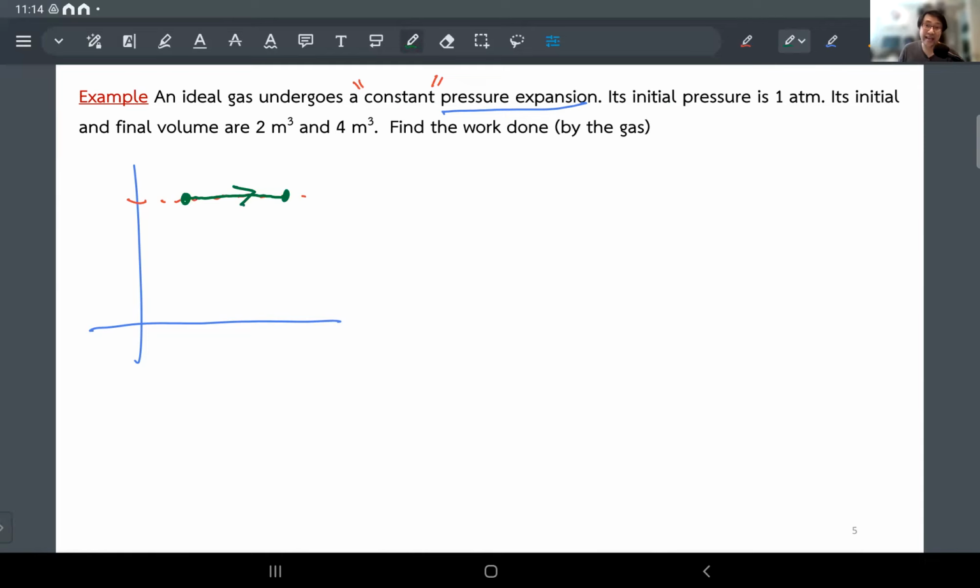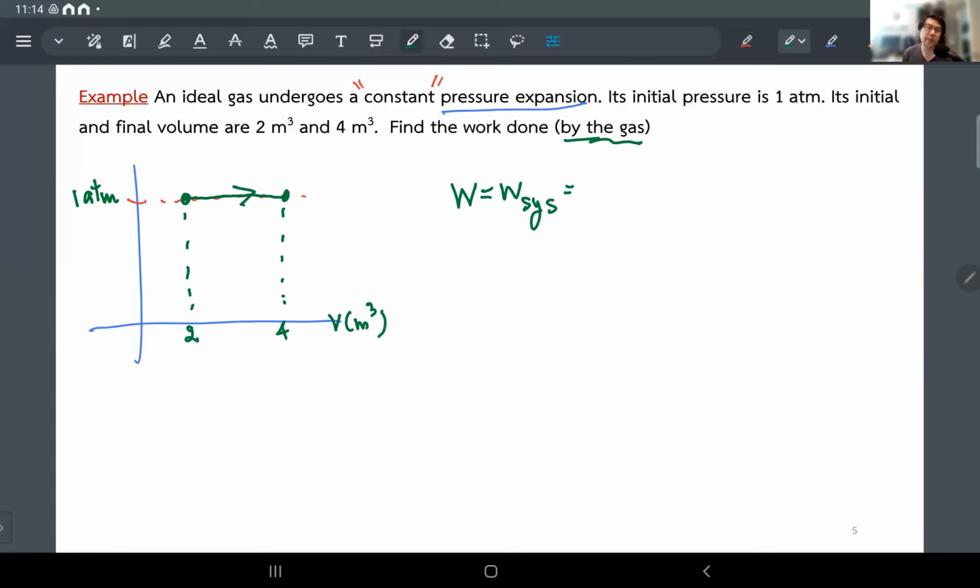Its initial pressure is 1 atm. So that's a clue, given that is 1 atm right there. Its initial and final volumes are given to be 2 and 4. Very good. That's 2, and that is 4. The scale is bad, but I hope that's all right. That's the volume. There you go. Find the work done by the gas. See that? They want to know the work done by the gas. Stick with the formula.